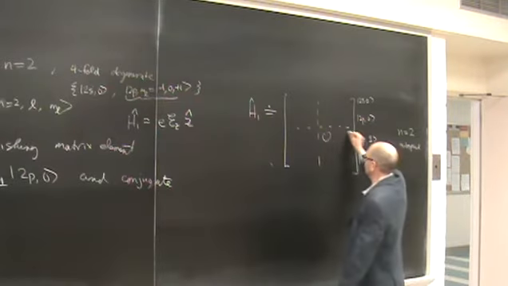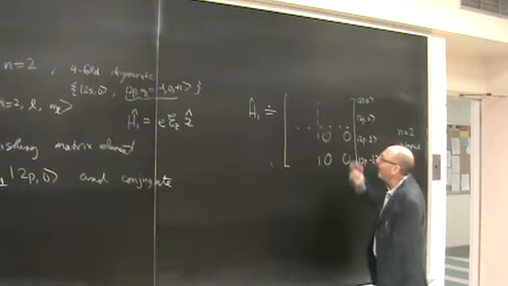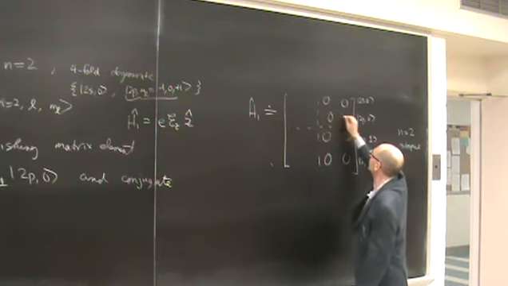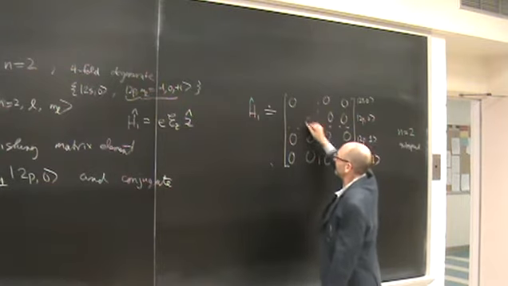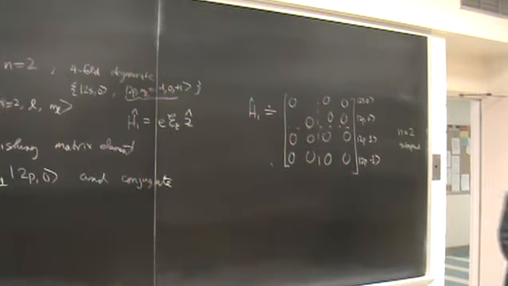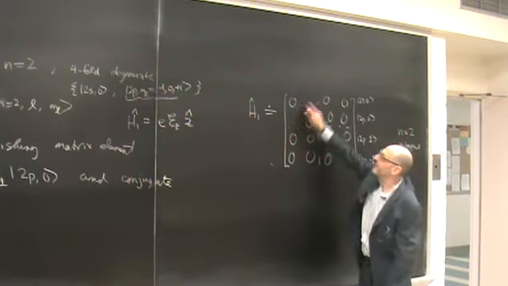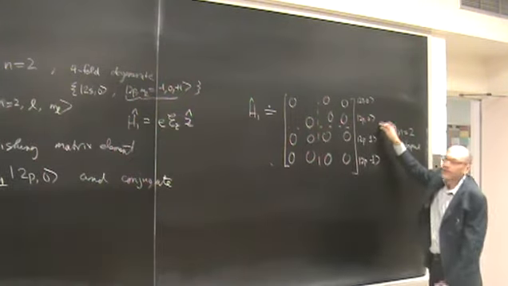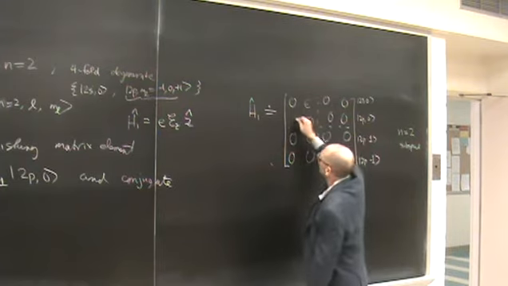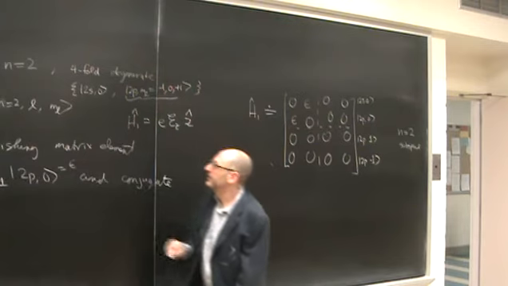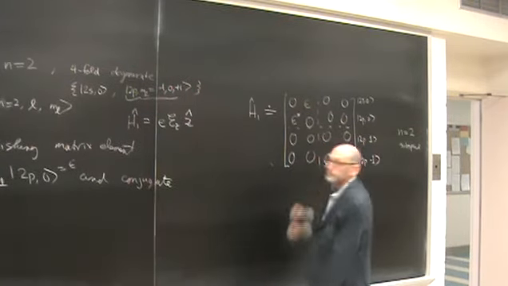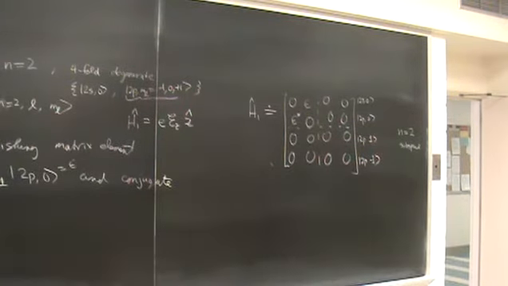All these matrix elements are 0. All these matrix elements are 0. All these matrix elements are 0. The diagonal ones are 0. The only ones that are non-zero are these guys, the off-diagonal elements between this and this. Let me call that epsilon. Okay? And epsilon star. All right? So we just have to calculate that, firstly.